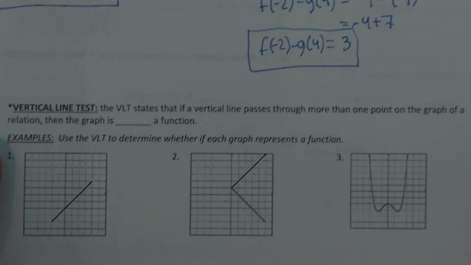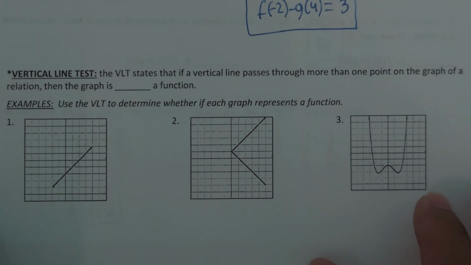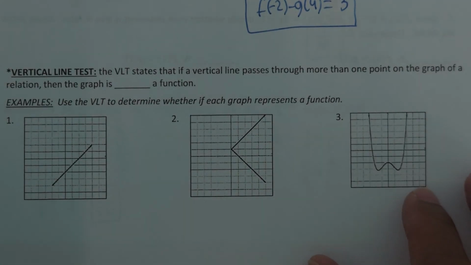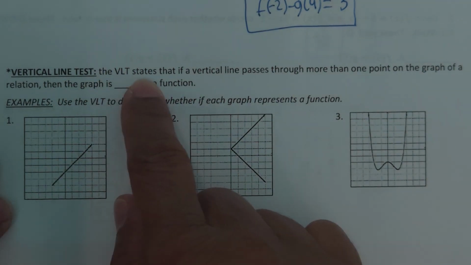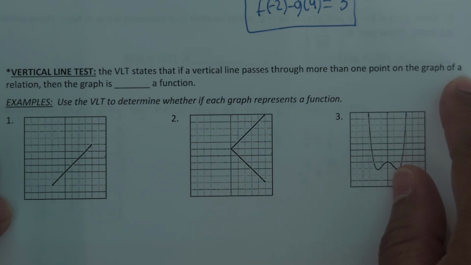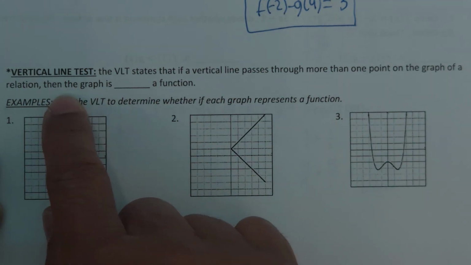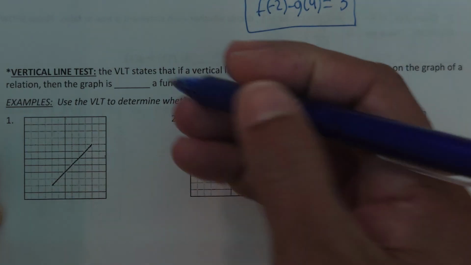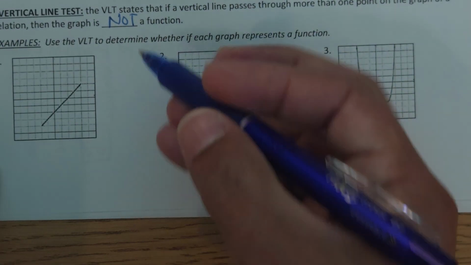Okay, last part of this lesson. So this is a vertical line test, which we mentioned on the previous lesson for domain and range in set and interval notation. So the vertical line test, or the VLT, states that if a vertical line passes through more than one point on the graph of a relation, then the graph is not a function. Okay, so this will be fast.